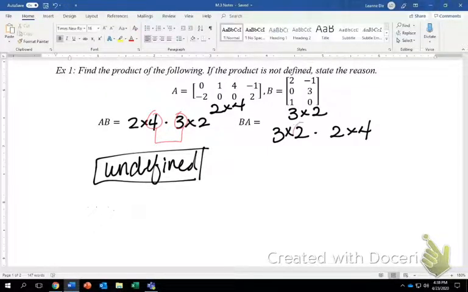So now I take my two values on the inside, 2 and 2. They are equal to each other, so I know that this is a defined matrix, and it's going to result in a 3 by 4 matrix.